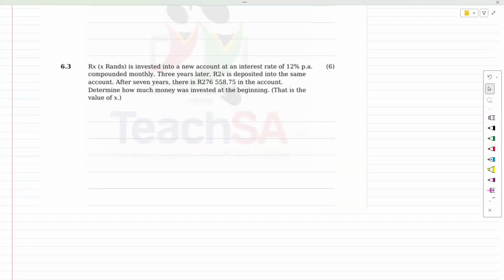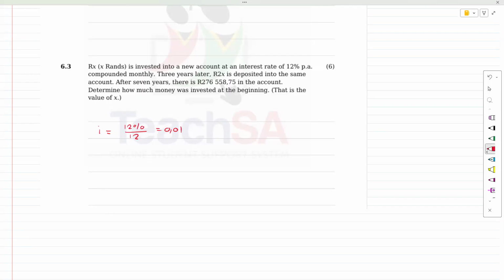Let's say this next one. This next one says X amount of rands is invested into a new account at an interest rate of 12%. I know this is 12% compounded monthly, and if I'm not mistaken, that's 0.01. Okay, cool. 3 years later, 2x is deposited into the same account.